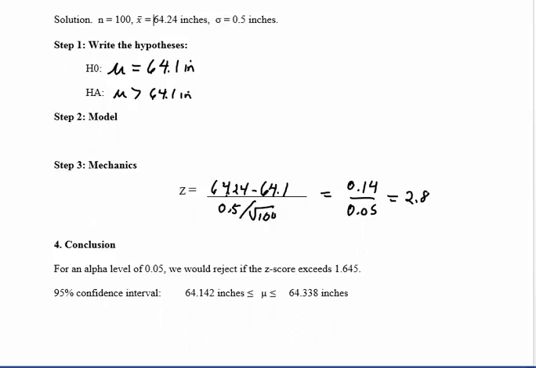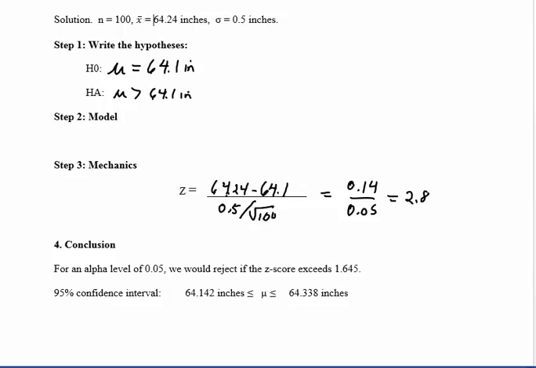Conclusion. For an alpha level of 0.05, we would reject if the z-score exceeds 1.645. Since this test statistic exceeds 1.645, we reject H0. The women from this local college, on average, are taller than the reported average of 64.1 inches.